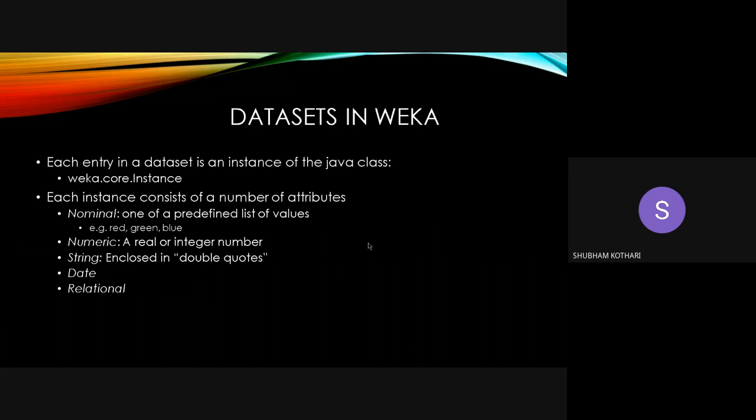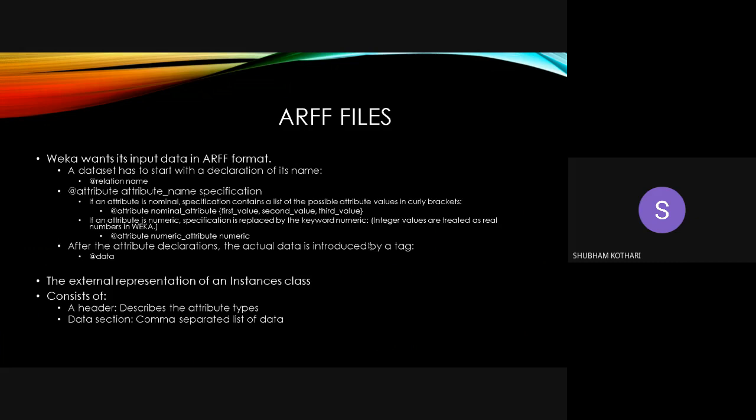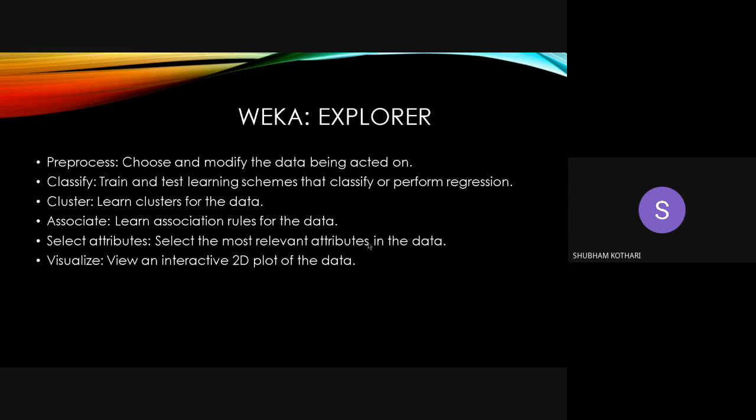The datasets in Weka. Each entry in a dataset is an instance of the Java class weka.core.Instance. Each instance consists of a number of attributes. Nominal, one of a predefined list of values, for example red, green, blue. Numeric, a real or integer number. String, enclosed in double quotes. Date, and relational. ARFF files. The external representation of an instance class consists of a header describing the attribute types, and a data section, a comma separated list of data.